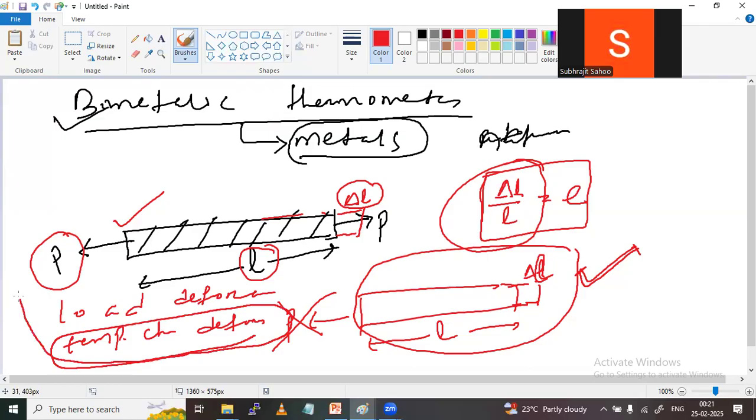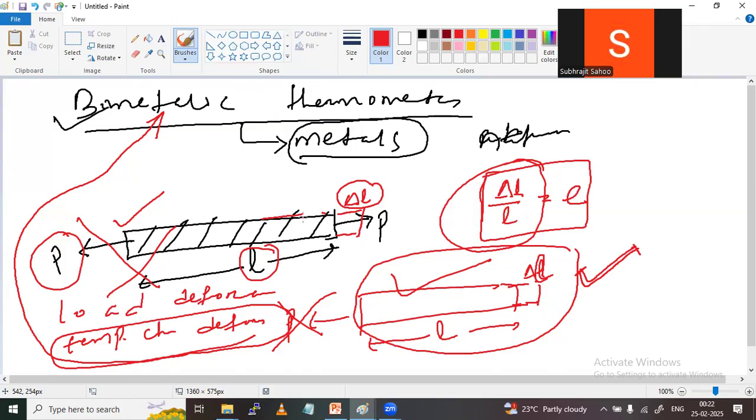This second principle is used in the bimetallic thermometer. I will construct the bimetallic thermometer with some selected metals which are very sensitive to temperature change. If temperature changes, deformation happens. Then I link those two parameters, and finally I can calculate the temperature at a particular time or situation.